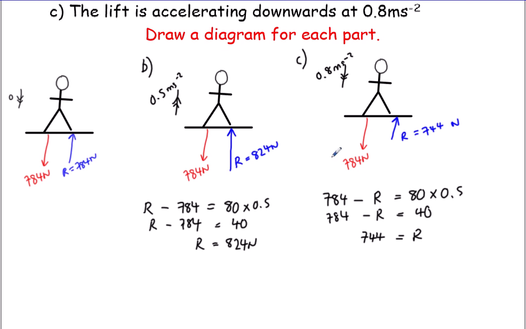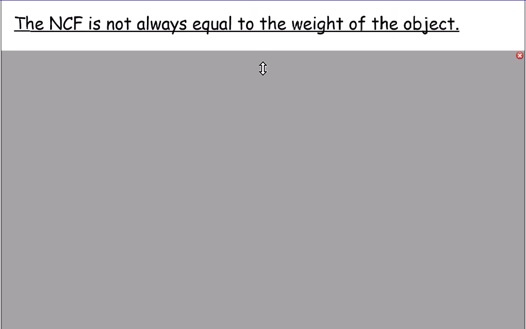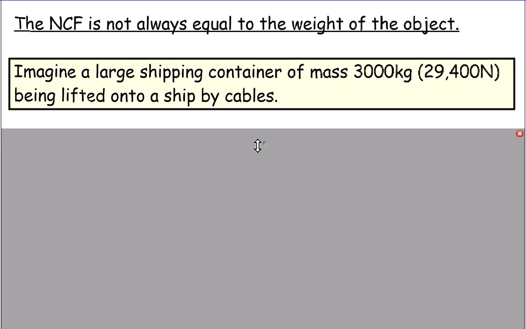Okay, so those are fairly typical questions for working out normal contact force. It's easy to do when the thing's moving because it's equal to your weight, but then if you start accelerating up or accelerating down, R gets bigger or R is smaller than the weight, even though the weight doesn't change. Okay, have a look at this question then. So there you go, a little sentence to start with saying it's not always equal to the weight.